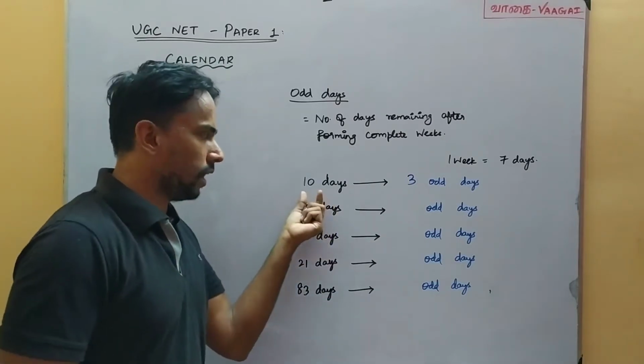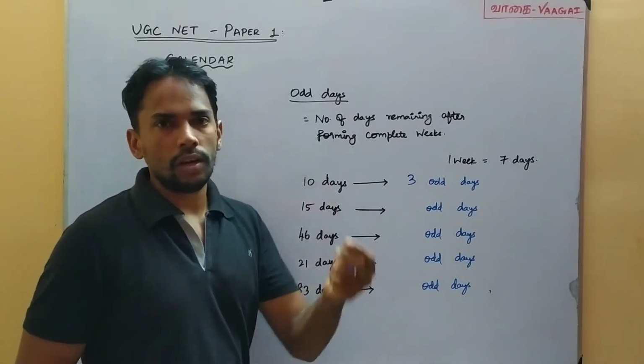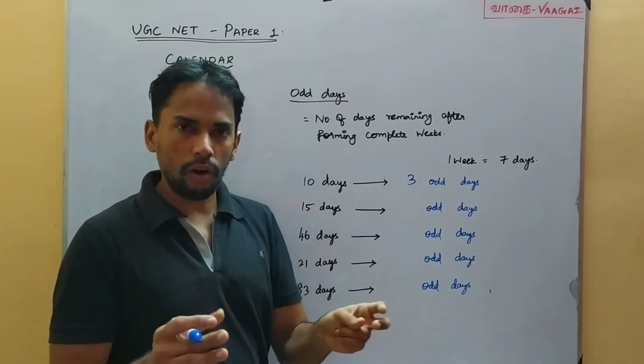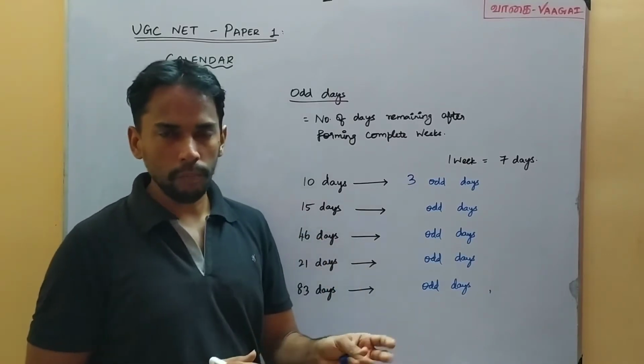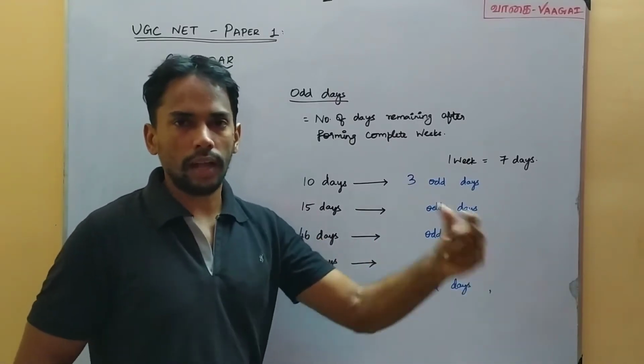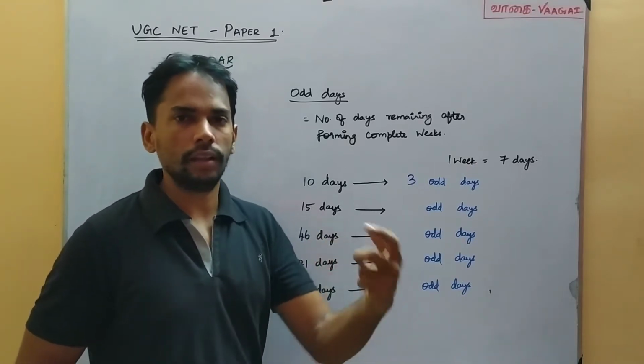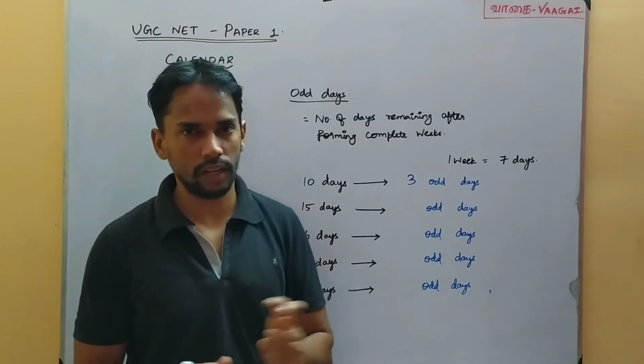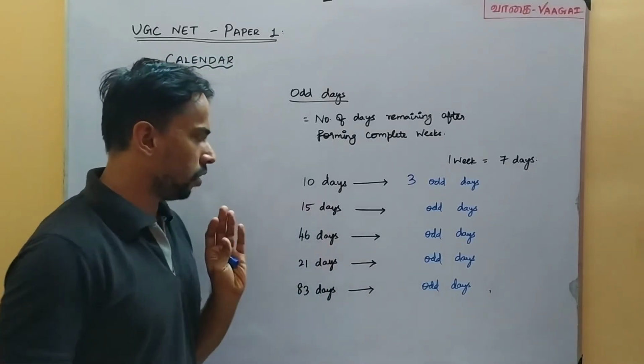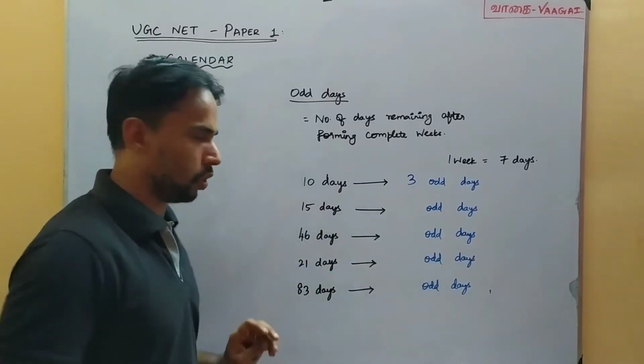Take the total number of days, form the number of complete weeks you can, remove those days, and then see how many days are left over, how many days are remaining. That tells how many odd days we have. That's it. With the same logic, we will fill in the other answers also.